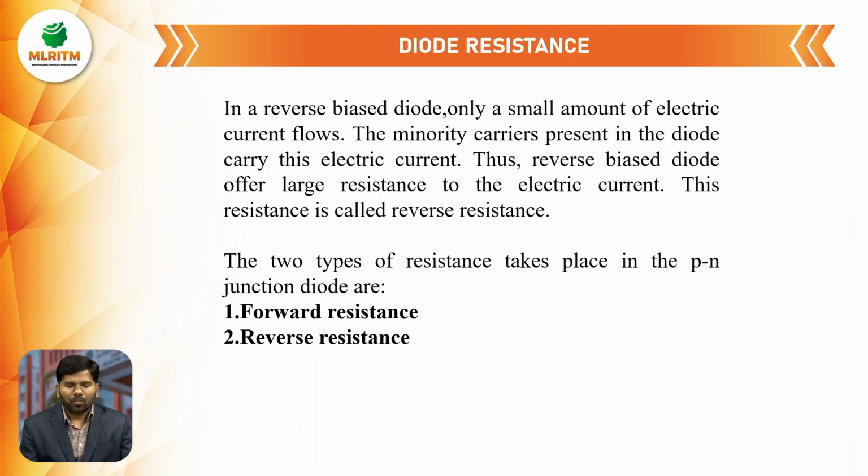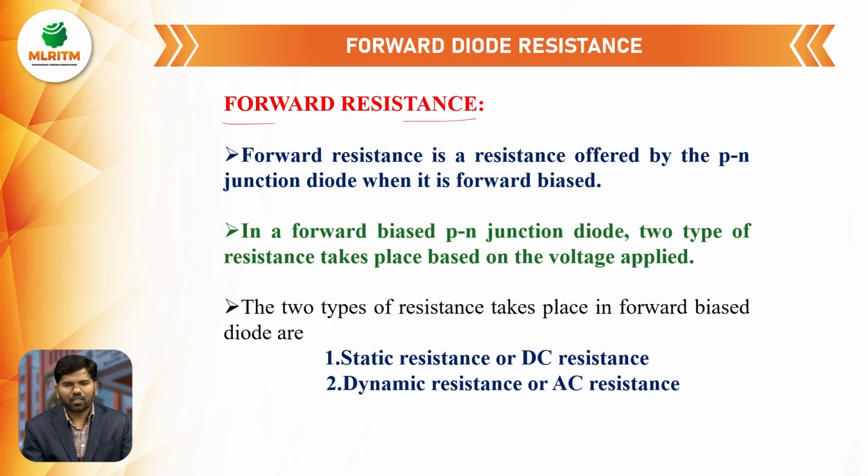So whether we connect a PN junction diode in the forward bias condition or the reverse bias condition, resistance will be there. We have two types of resistance in the PN junction diode: forward resistance and reverse resistance. The first one is forward resistance. Forward resistance is the resistance offered by the PN junction diode when it is forward biased. In a forward biased diode, two types of resistance take place based on the applied voltage.